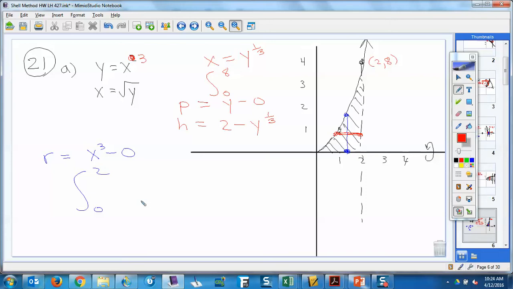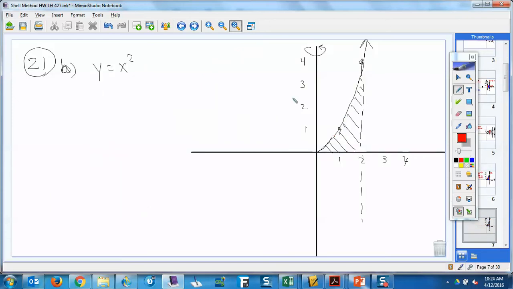128 pi over 7. Okay, Shay, how did you do 21B? You did it with the shell. Okay. You did it with a shell, revolving around the y-axis. Okay, which direction was your strip? So on B, did you do shell or washer? You did shell. Okay, which direction's your strip on B? It's the same direction as this, right? So it would be here. Okay, what's your P value for 21B? X minus 0. X minus 0, correct.